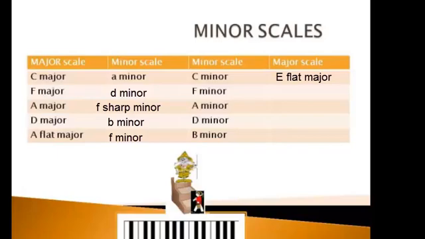F minor, going up 3 semitones from F. If you're at the piano, you'd put your thumb on F and go up to finger 4. And you'd end up on A flat major.